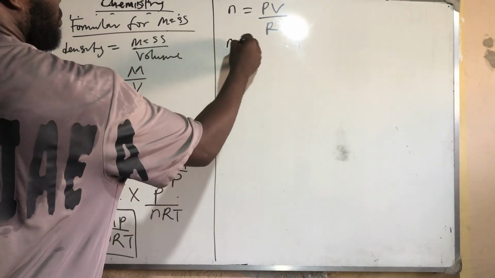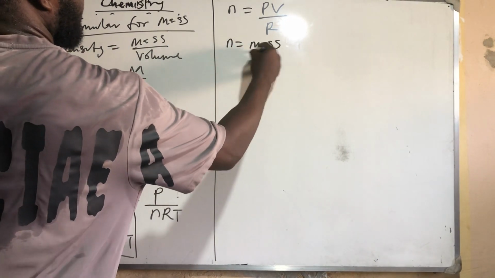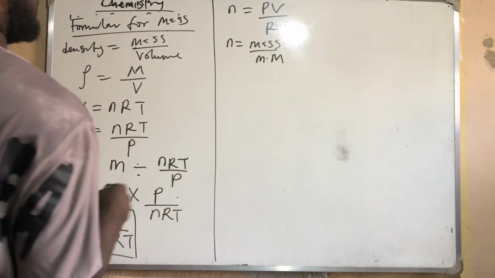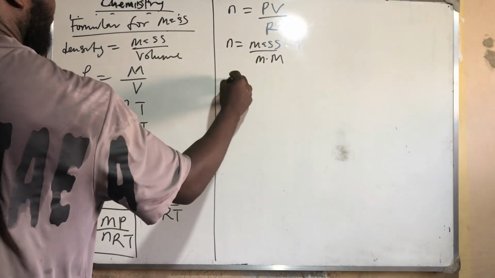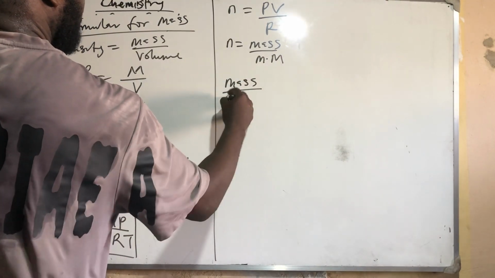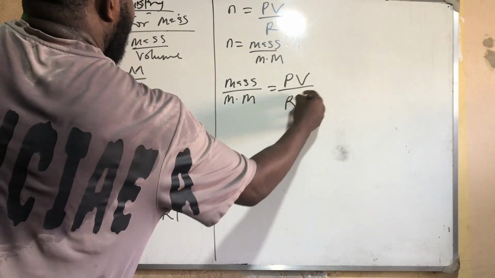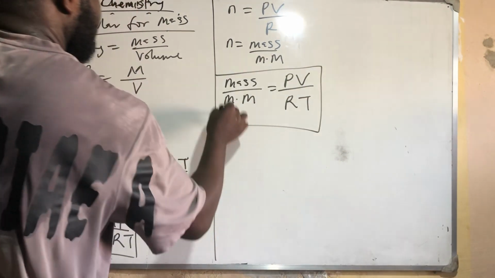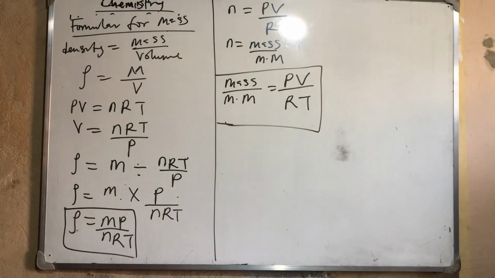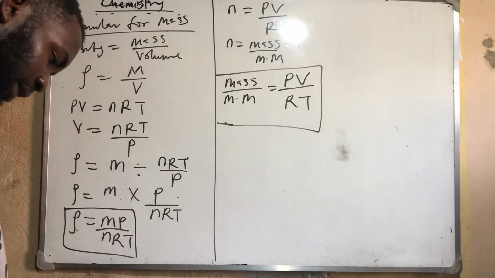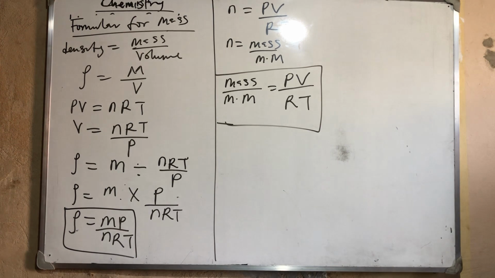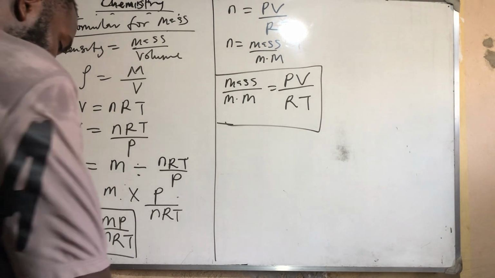But I know that number of mole is equal to mass over molar mass. Don't forget. So if you put it here now, you have that mass over molar mass is equal to PV over RT. This is another formula you need to take note of. Very, very important formula. Okay, so that is that.